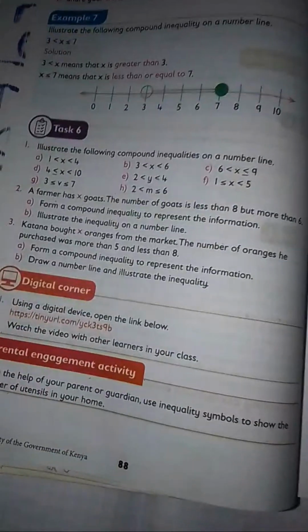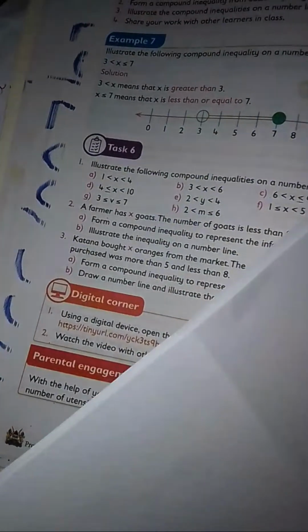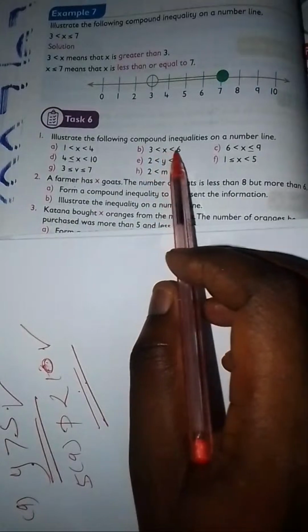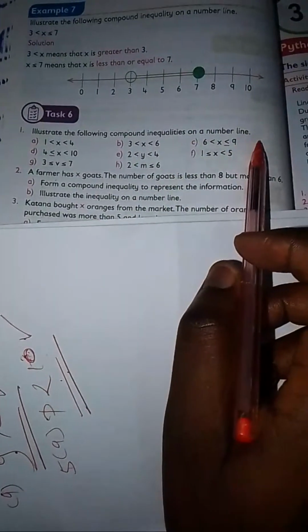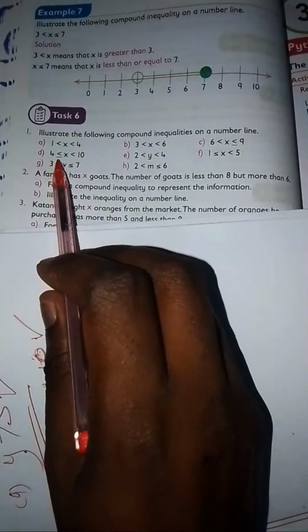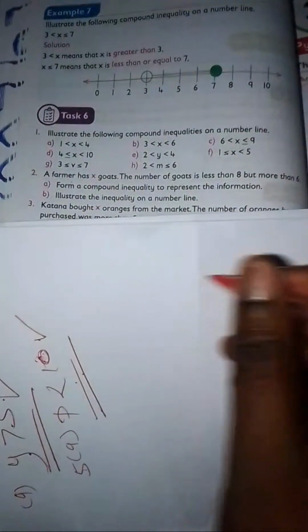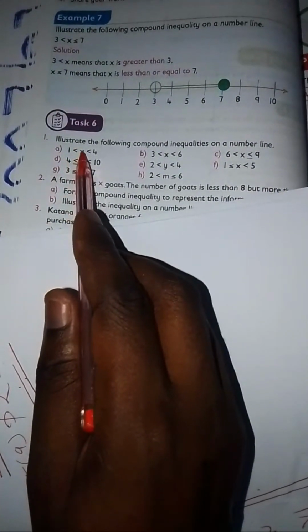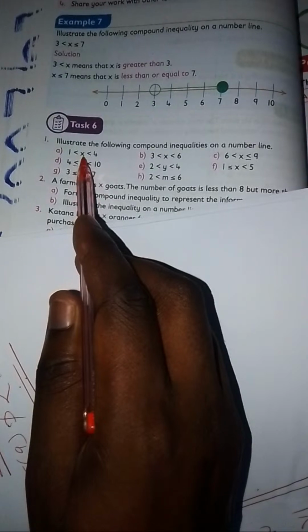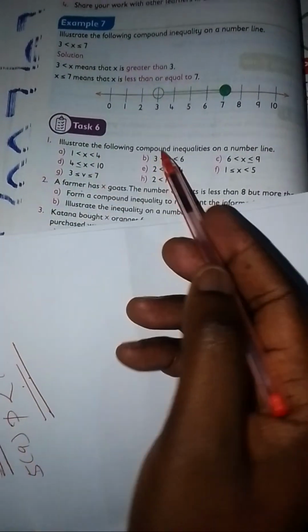I want us to see how they have been applied, and how you can check for yourself how they've been applied here. Okay, here we are saying illustrate the following compound inequalities on a number line. So here we are told to put them on a number line. We have 1 is less than x, and x is less than 4. So we put them on a number line.